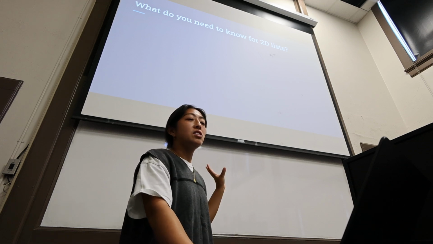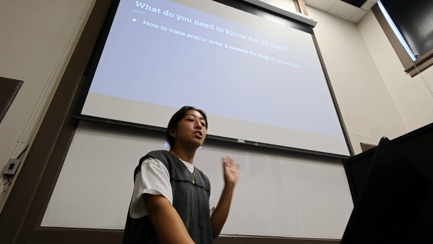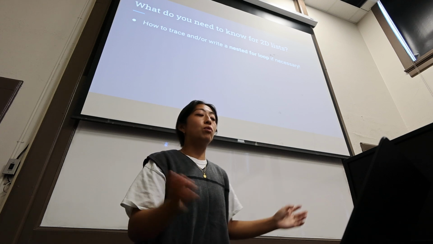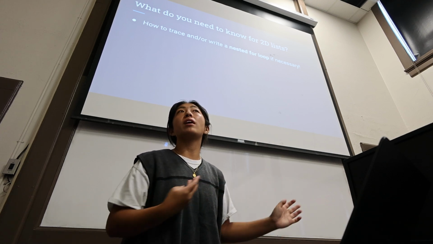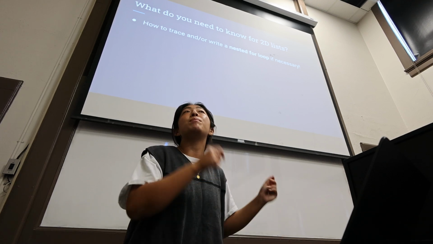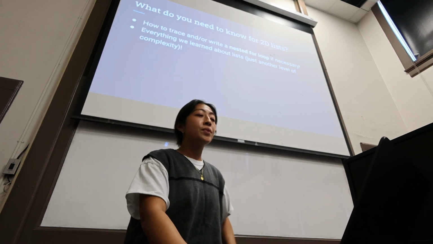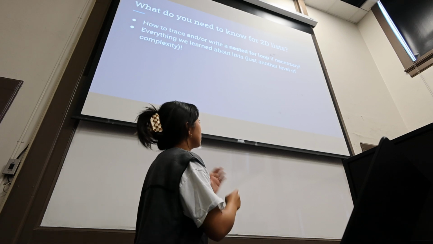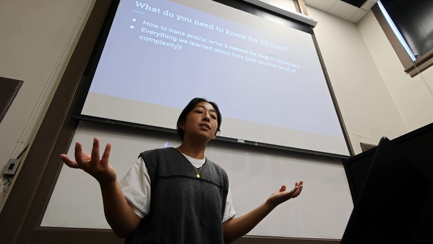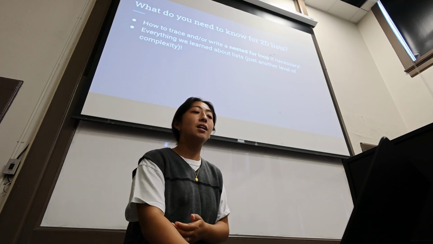So what do you really need to know for 2D lists? Really just how to trace or even write a nested for loop. That was the whole point of learning 2D lists, that maybe you would need a for loop inside another for loop to get all the information in there. So everything you learned about lists is also what applies to 2D lists, right? It's just another level of complexity.